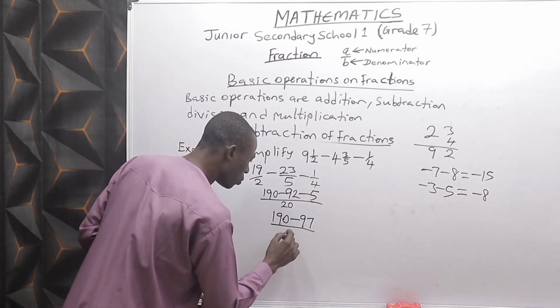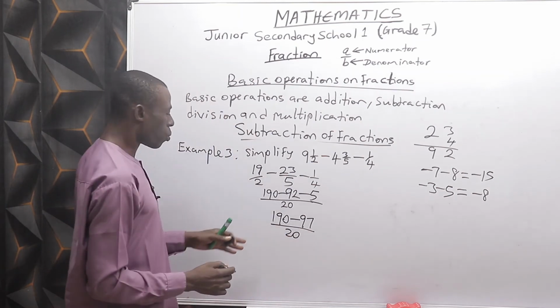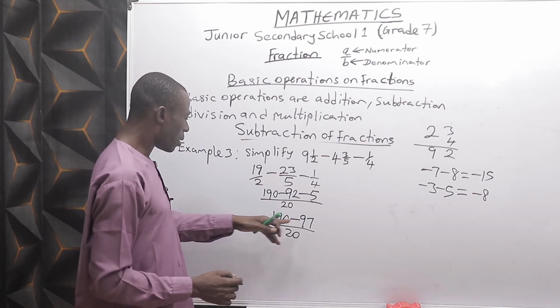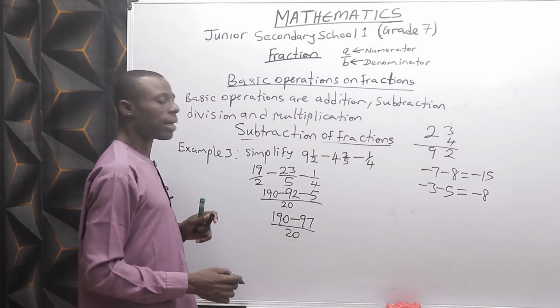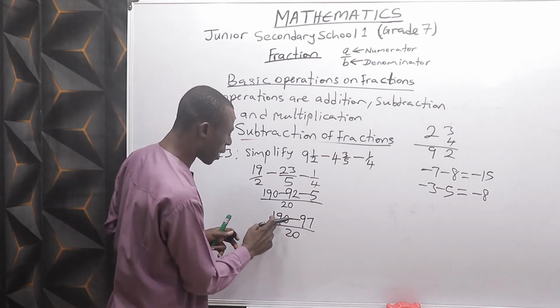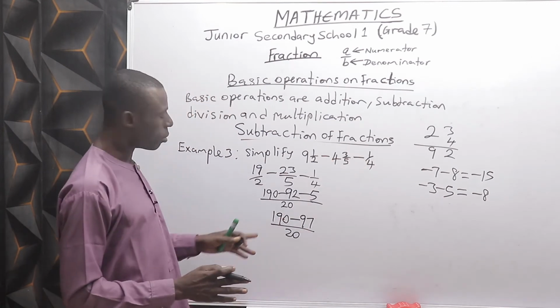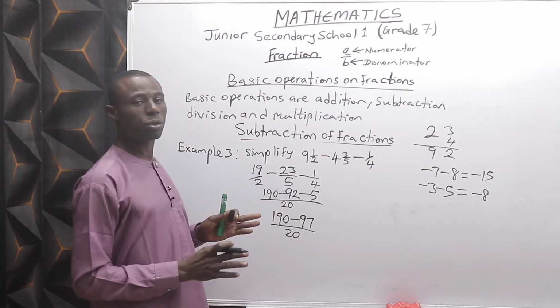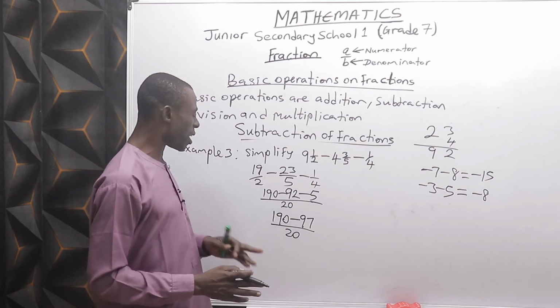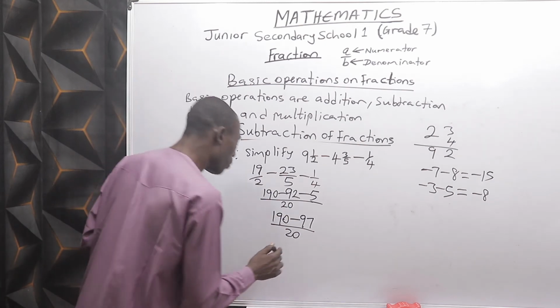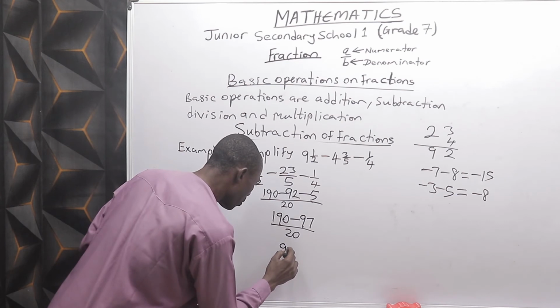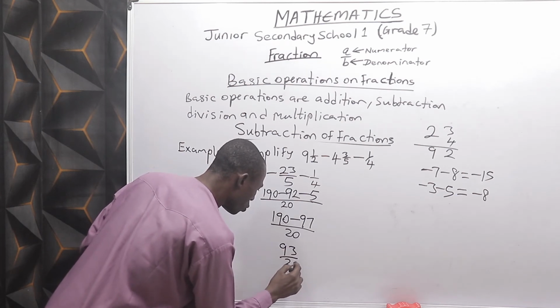So all over 20. So we can now subtract 97 from 190. If you remove the first 90, it's not yet done. You have 100, you still have 7 to remove yet. Remove the other 7 from 100. So you have 93 over 20. Do you understand?